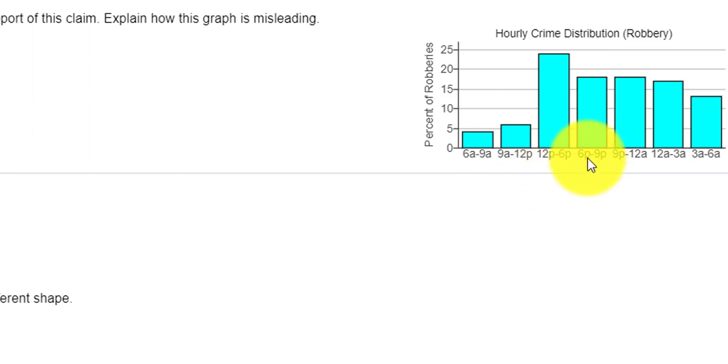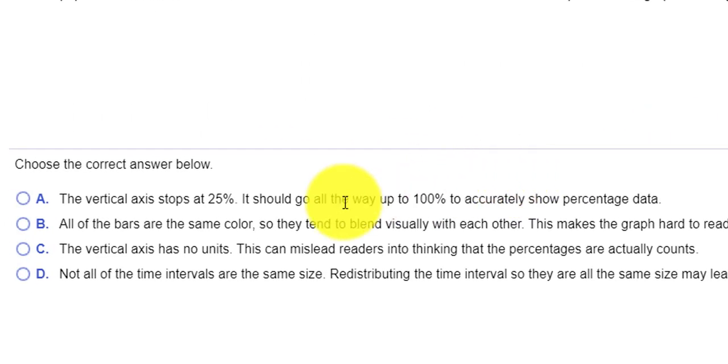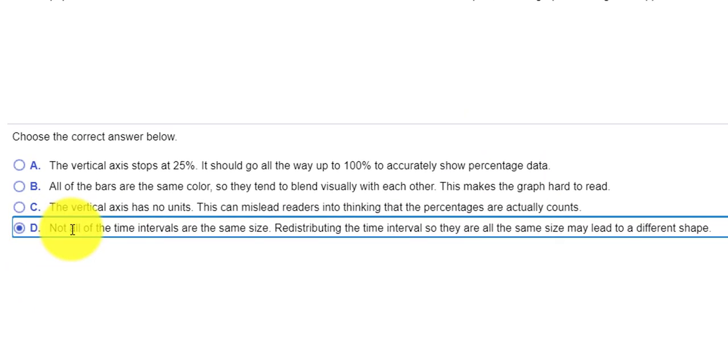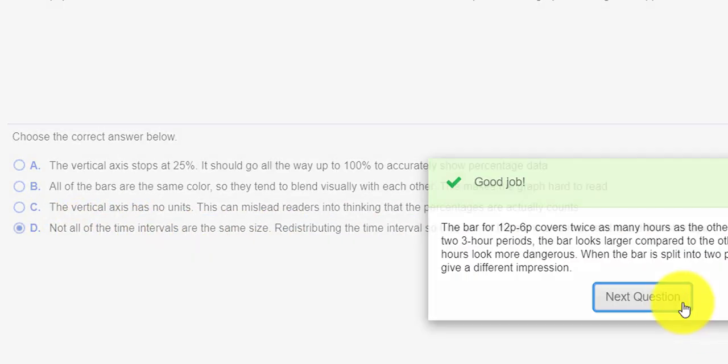And then we go back to 3-hour intervals. So this interval is double all of the other intervals. So of course there would be more crime during this interval because it's double, it's a longer time period. So I'm going to select letter D. Not all of the intervals are the same size. And we get the good job.